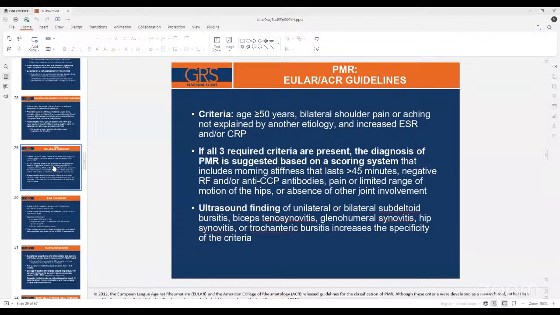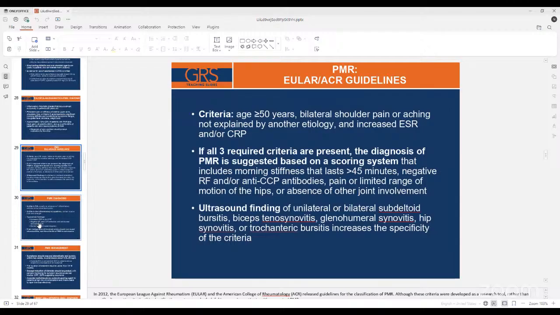So, the European League Against Rheumatism and the American College of Rheumatology have issued criteria in order to make the diagnosis of polymyalgia rheumatica easier. We have three main criteria that the patient should meet. He should be aged above 50 years, have bilateral shoulder pain or aching that is not explained by another etiology, and increased ESR or CRP.